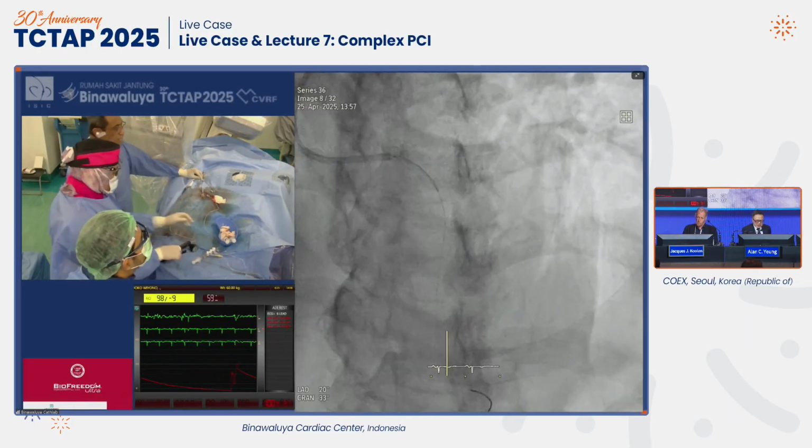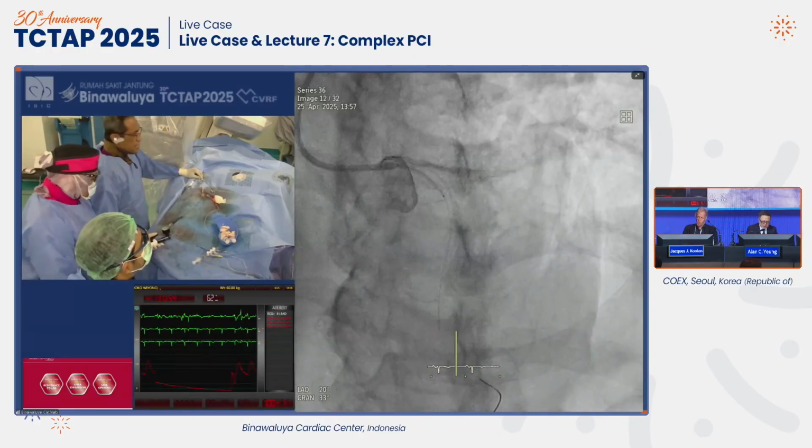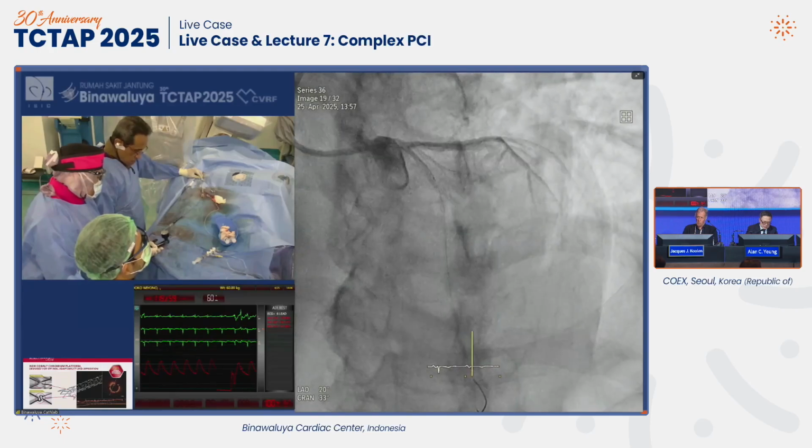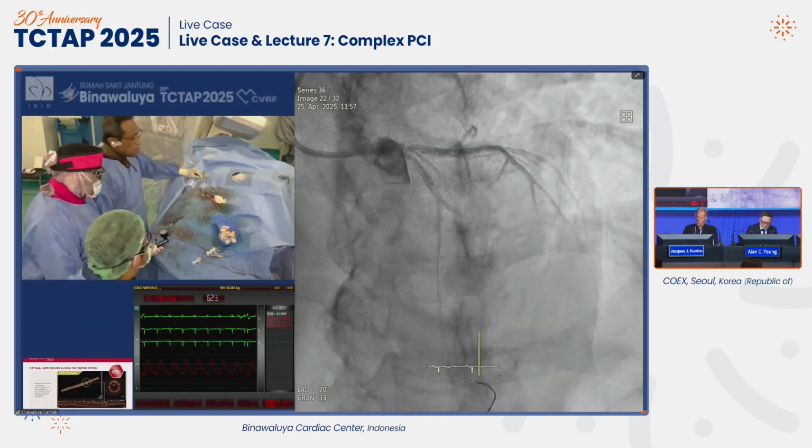Oh, I think this is not the spider view. Yeah, not a very good view here. Okay. Spider, please.